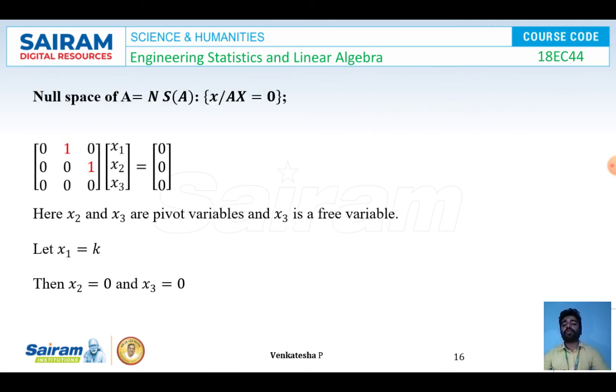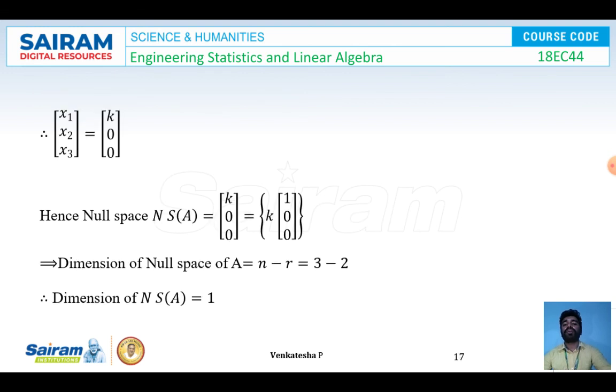Next one is the null space of A. It is given by X with the condition that Ax is equal to 0. So take the A matrix along with the X column matrix and the zero matrix. It is given by [0, 1, 0; 0, 0, 1; 0, 0, 0] times [x1, x2, x3] is equal to [0, 0, 0]. Here we have to note that x2 and x3 are the pivot variables and x1 is a free variable. So I'll assume that x1 is equal to k. Then I get x2 equal to 0 and x3 equal to 0. Hence the null space will be given by [k, 0, 0].